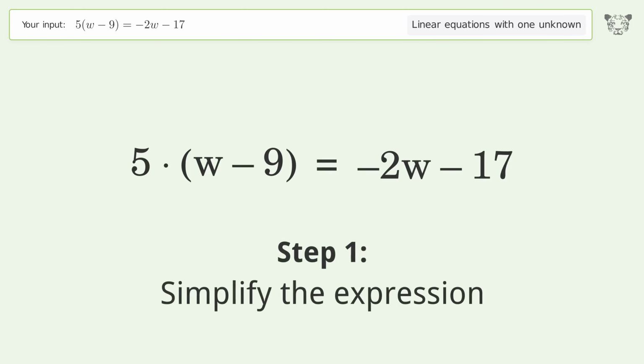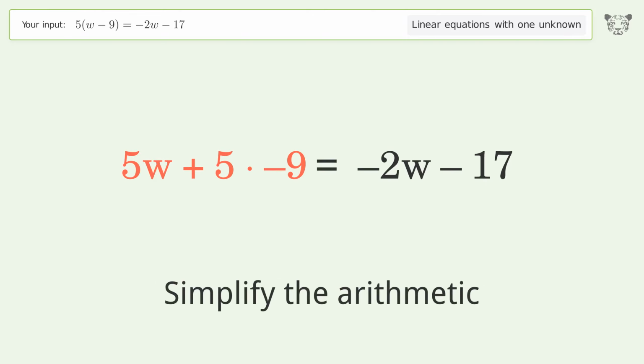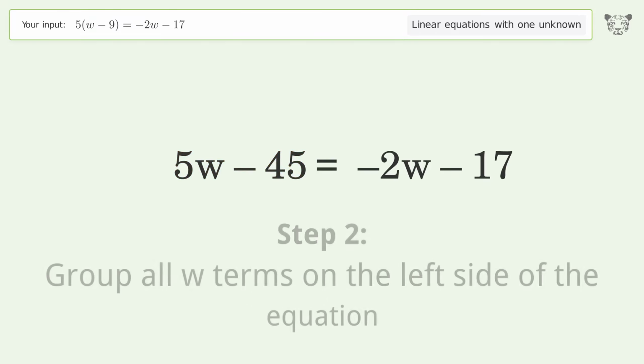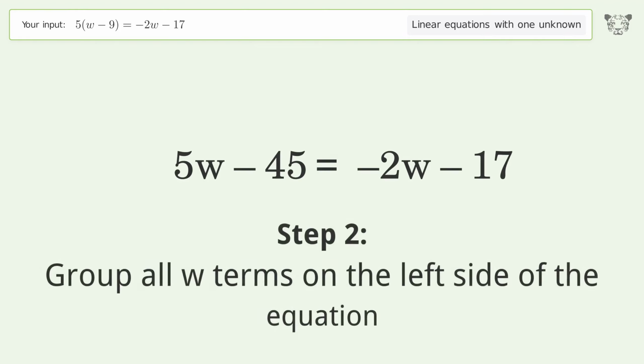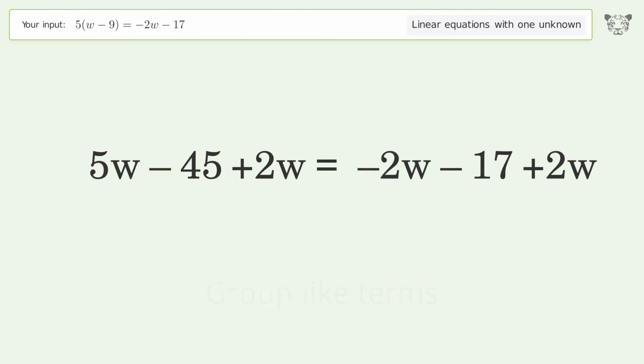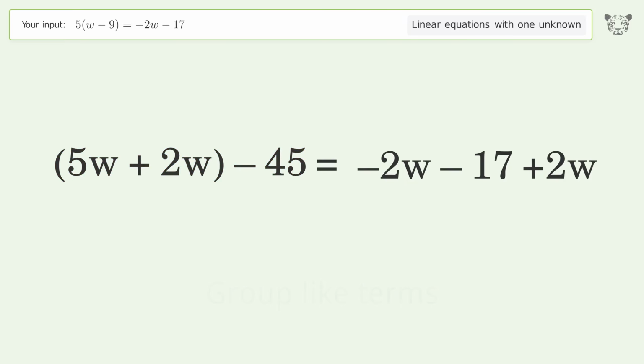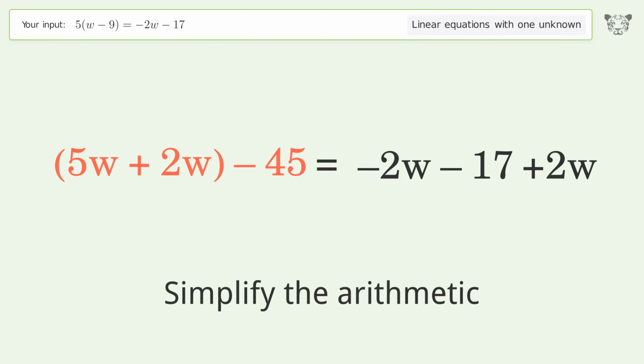Simplify the expression. Expand the parentheses. Simplify the arithmetic. Group all w terms on the left side of the equation. Add 2w to both sides. Group like terms. Simplify the arithmetic.